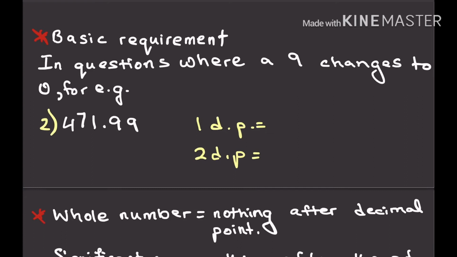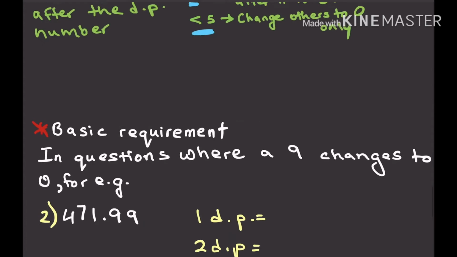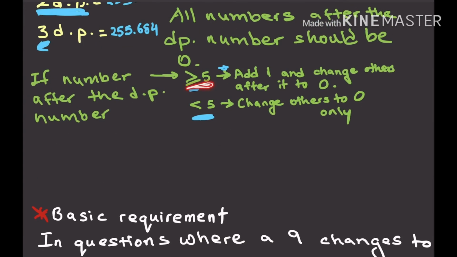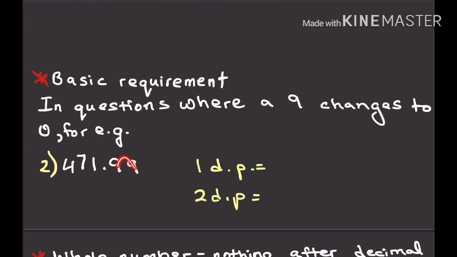So looking at this, the 9. Something you should know, a 9 cannot carry a 1. If there's a 9, it is obviously greater than 5, so we'll be using this rule. But in this case, you cannot add a 1 because a 9 plus 1 would be 10. And a 10 would totally make the answer wrong. What I mean is, changing this to 1 decimal point, so we're concentrating on this 9 because it is after the decimal place, right?